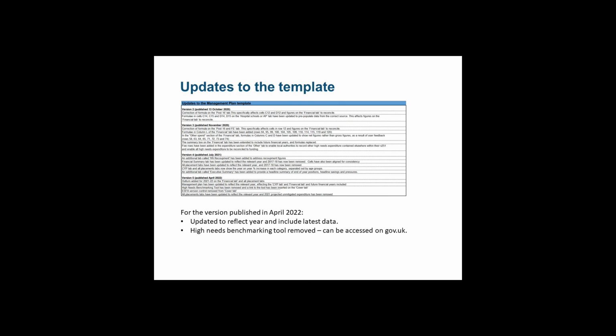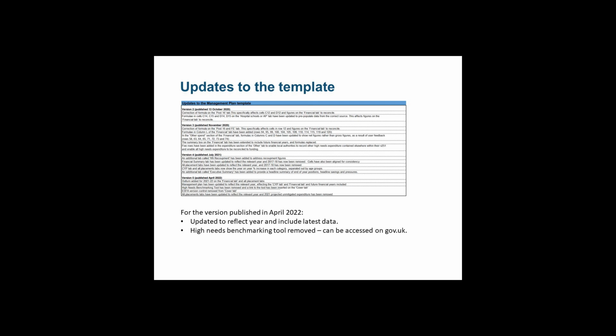We hope not to make big changes to the template going forward, as we don't want to place additional burden on local authorities. However, it will be updated annually to reflect the latest data and any changes to the conditions of grant. The latest version that we published in April was mostly just updates to the data, but we did remove the high needs benchmarking tool because it made the file too big and clunky.